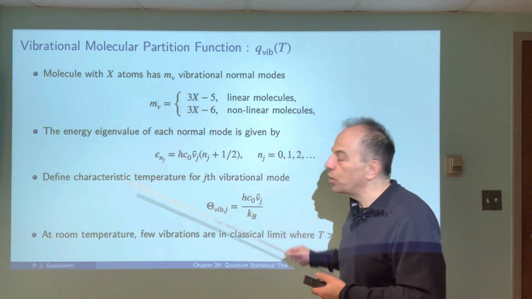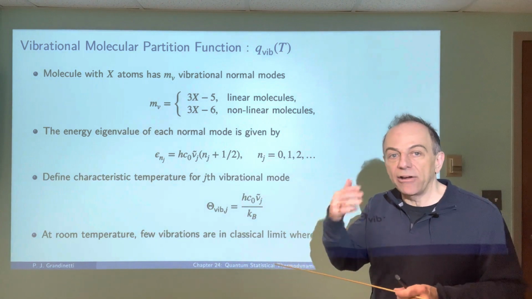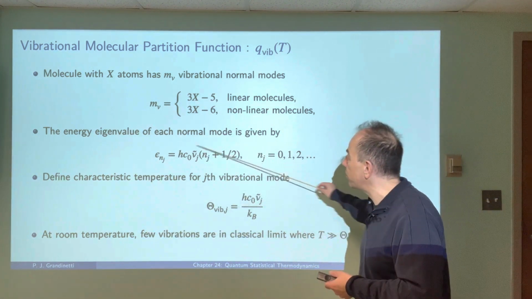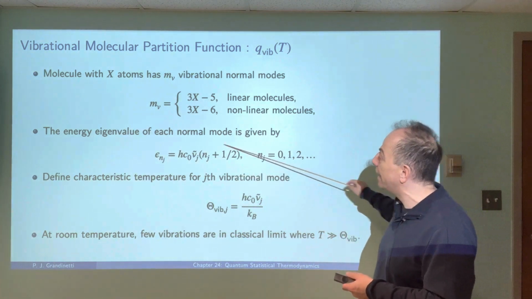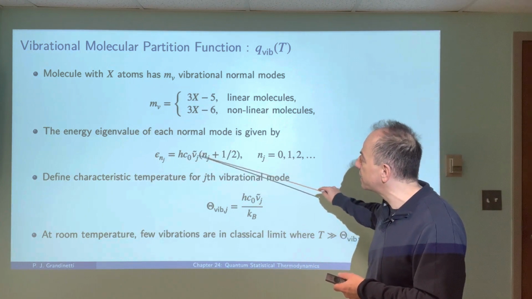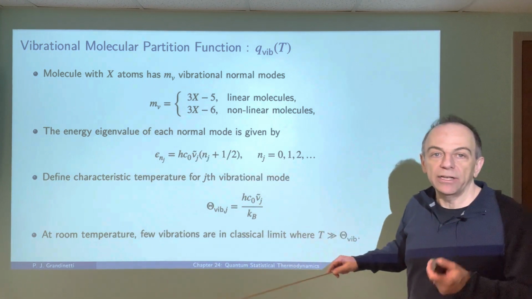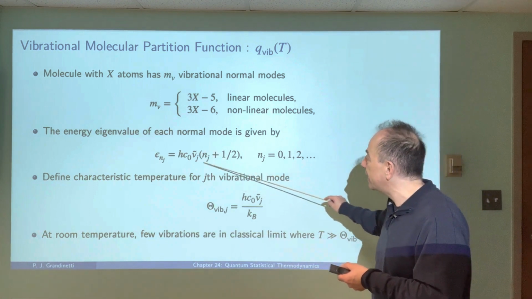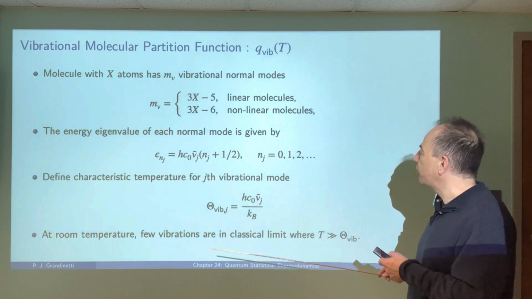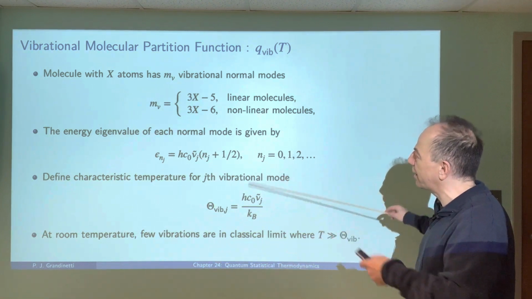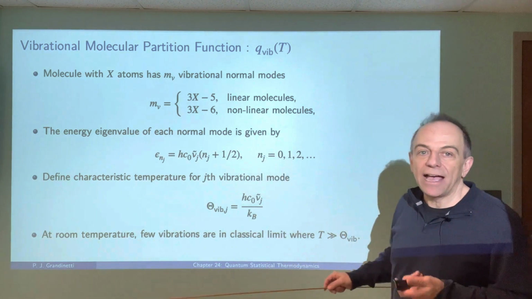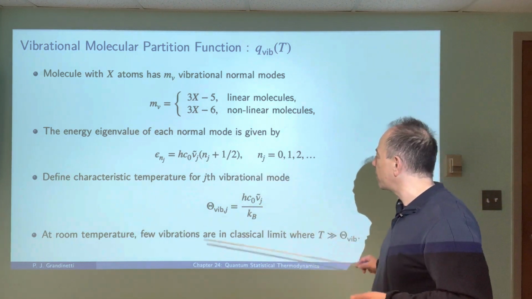And each one of those normal modes will have its own characteristic vibrational frequency, and the quantized energies will be given for each of those normal modes by this expression here, where these are Planck's constant, the speed of light, and the characteristic frequency given in wave numbers, and the n_j are the quantum numbers for the different vibrational states of the jth vibrational mode. So given this expression, we can now calculate the partition function in our summation.